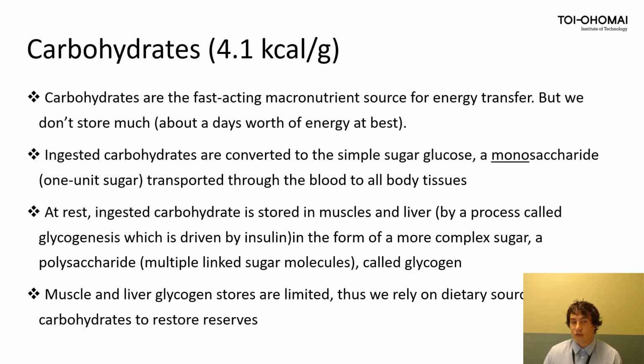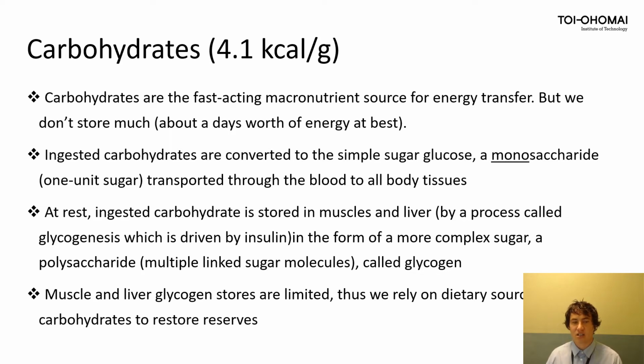About a day's worth of energy at best in our glycogen stores. So not a lot of storage really. If you didn't eat all day, you've got almost enough energy stored in your glycogen stores. Ingested carbohydrates are converted to a simple sugar called glucose, so it's a mono, meaning one, and then that's transported around the blood so that your cells can use that really, really quickly and easily.